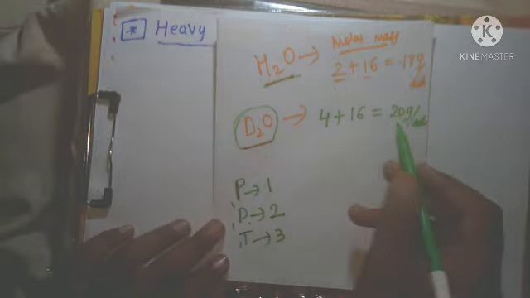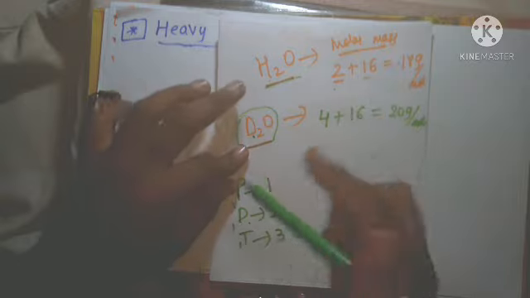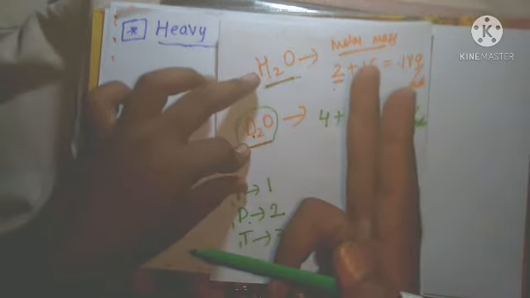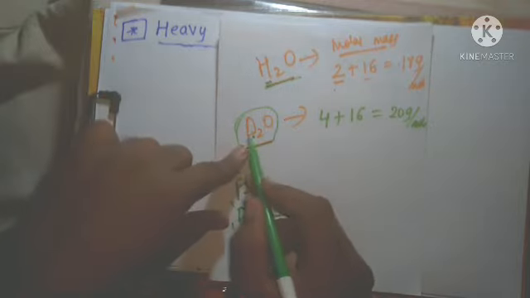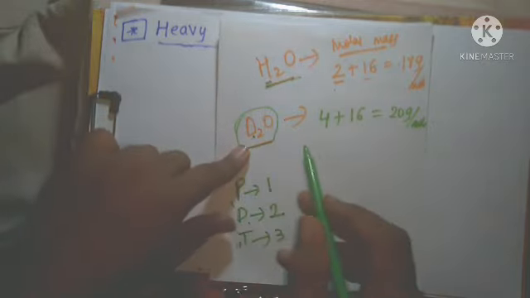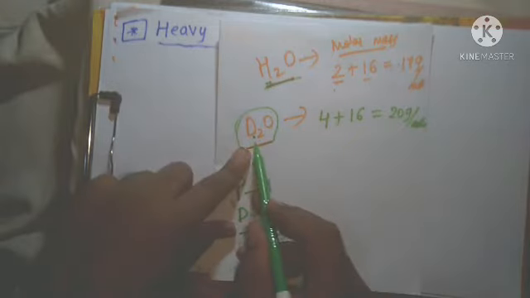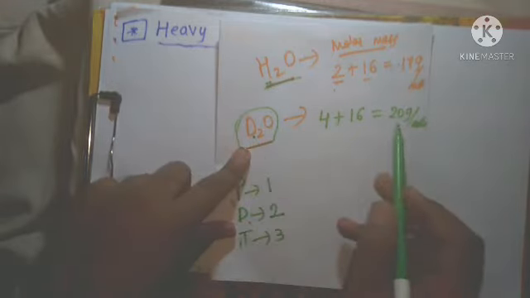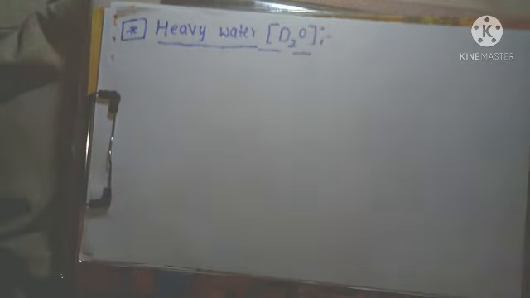The reason is weight. One deuterium atomic mass is 2 gram, while one hydrogen atomic mass is 1 gram. Therefore, normal water molecular mass is 18 gram and the deuterated water, that is D2O, molar mass is 20 gram per mole. Therefore, it is called heavy water.